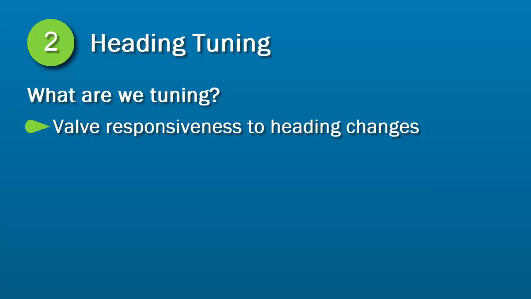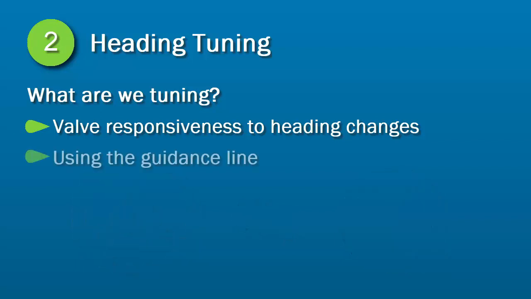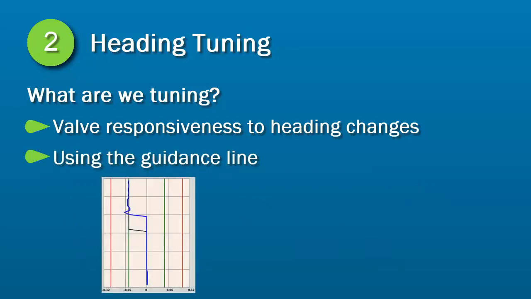Our objective is to make sure the valve is quick to respond to heading changes without causing the vehicle to oscillate or weave. Remember the relationship between heading and steering. A setting change will adjust the volume at which heading talks to steering. To gauge performance, we will be using the guidance line with the tuning graph and the vehicle's response.